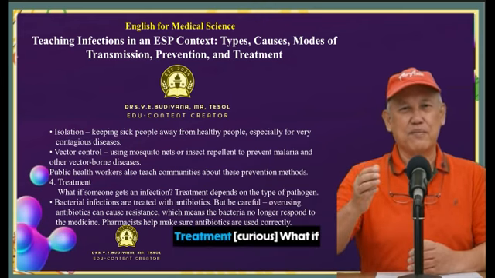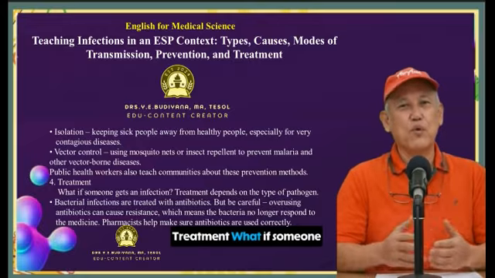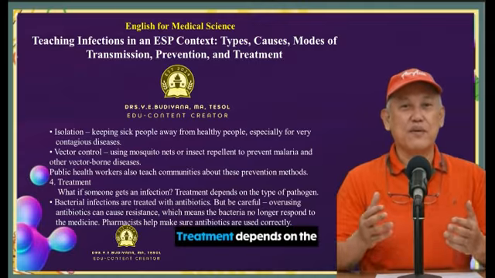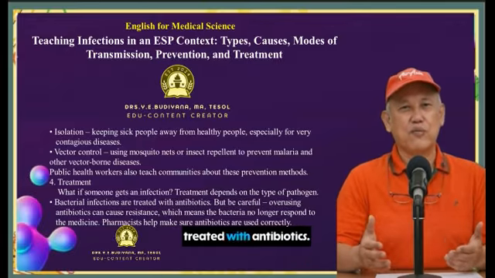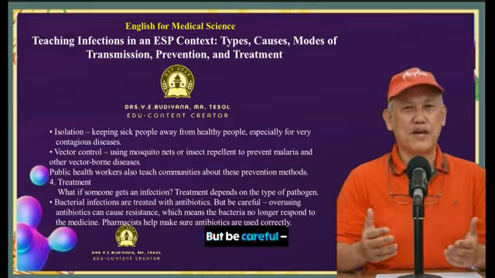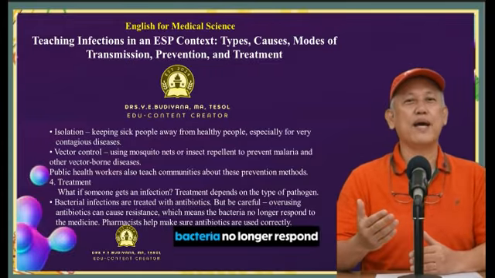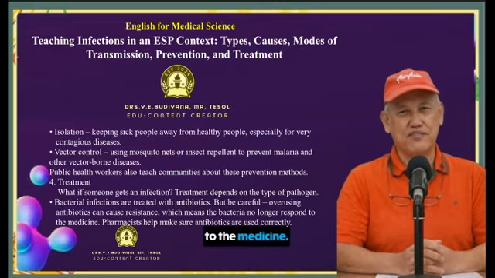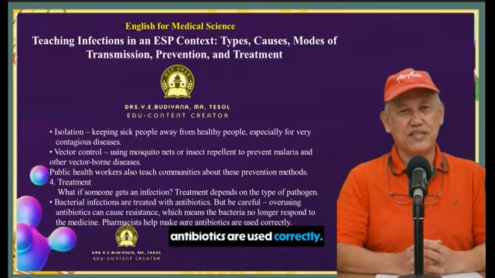4. Treatment. What if someone gets an infection? Treatment depends on the type of pathogen. Bacterial infections are treated with antibiotics. But be careful. Overusing antibiotics can cause resistance, which means the bacteria no longer respond to the medicine. Pharmacists help make sure antibiotics are used correctly.